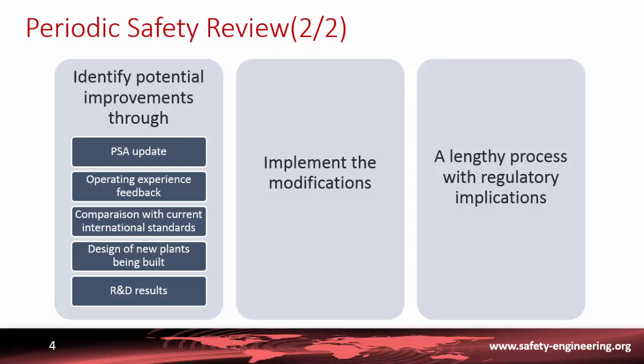Of course, a very important element will be the operating experience feedback. When there is a major accident, like it was the case with Fukushima, for instance, the feedback was introduced directly without waiting for the periodic safety review process. But there are less significant events that are worthwhile to be considered and fed back, and these are collectively taken into consideration during this periodic safety review.